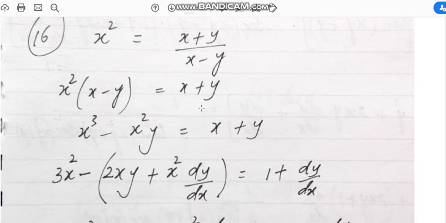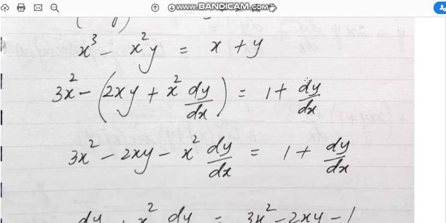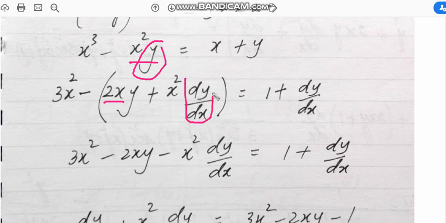16th question can also be done by previous method. You can separate y, it will be written in a form of function of x, and then solve this question. Here I have applied the implicit differentiation. Derivative of x cube, that is 3x square, then derivative of x square plus y, this is again product of terms, so derivative of x square is 2x, y comes as it is, then plus x square, and derivative of y with respect to x will be dy by dx.